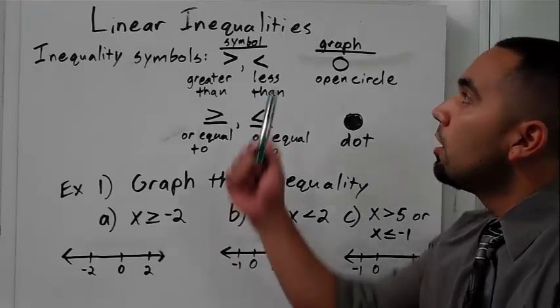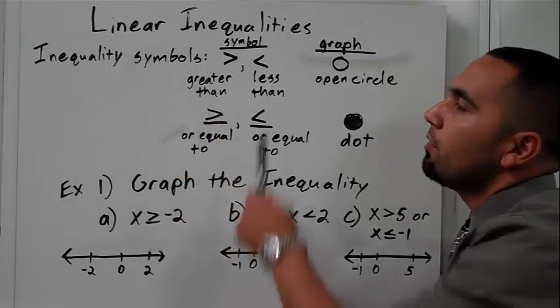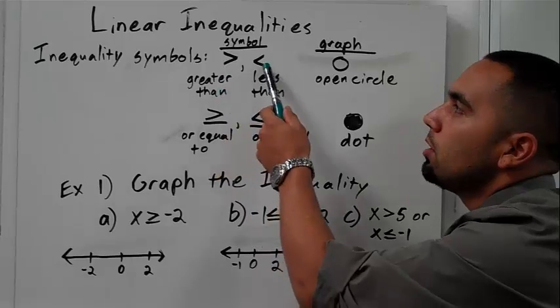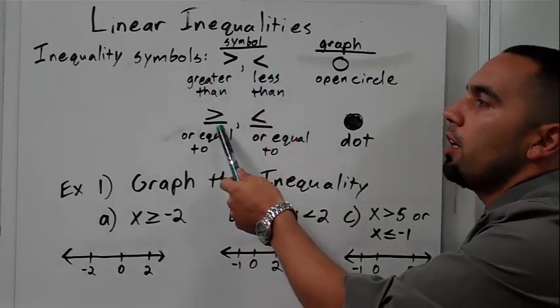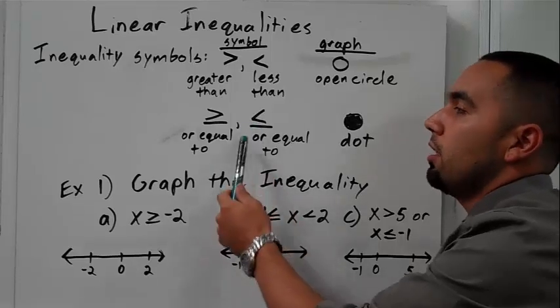Okay, so this is linear inequalities. And first we have to know what inequalities are. So we have these symbols. These are inequality symbols. And this one is greater than. This one is less than. We also have greater than or equal to, and less than or equal to.